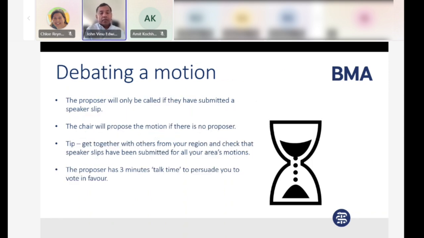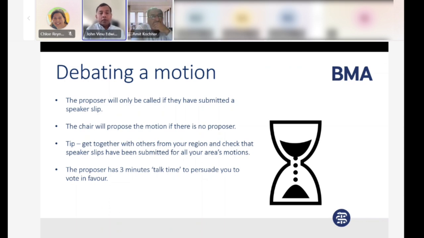So again, the key thing we're mentioning again and again: the proposer will only be called if they have submitted a speaker slip. Otherwise, the chair will propose this motion if there's no proposer. So the key thing is to get together when people are coming the previous day, or within your WhatsApp groups, or when you come in for the pre-conference dinner.